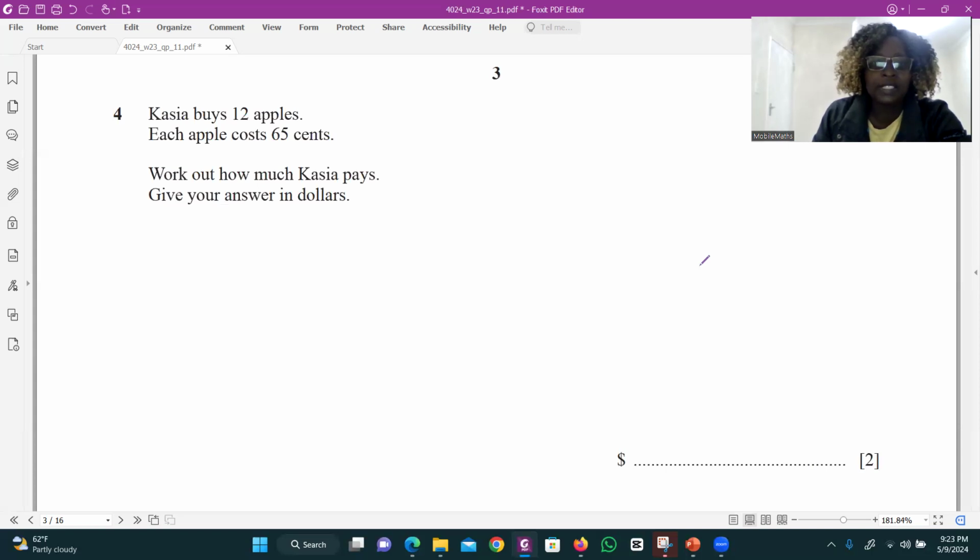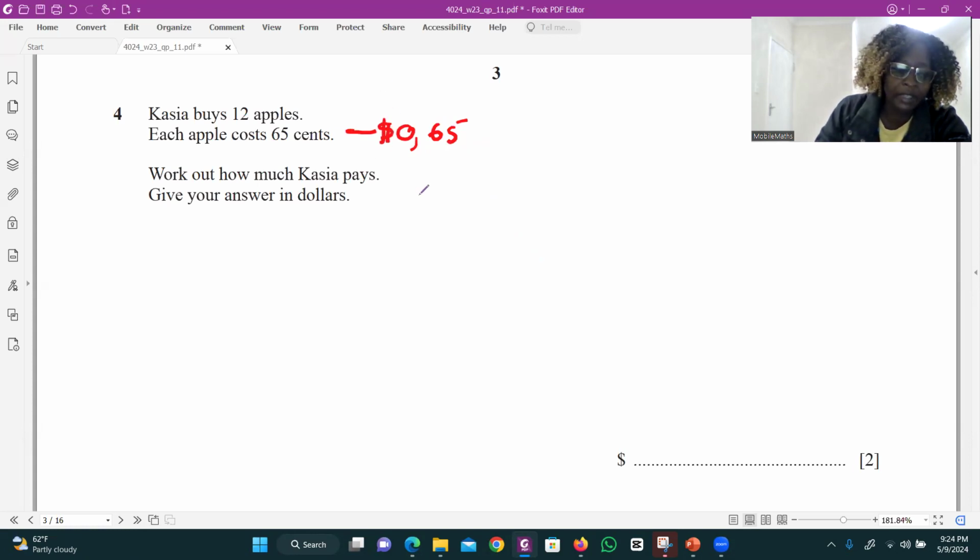Number 4, a cashier buys 12 apples. Each apple costs 65 cents. Work out how much the cashier pays. Give your answer in dollars. So 65 cents is 0.65 in dollars, okay? So we are going to multiply. Let's multiply 12 times 0.65, so I can write 12 at the top, 65 at the bottom, like this, okay?